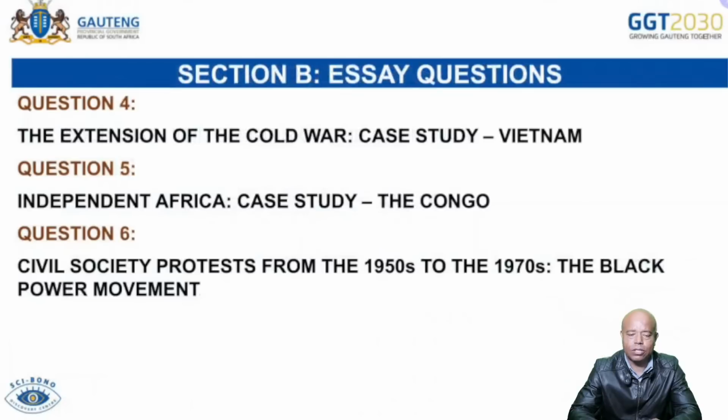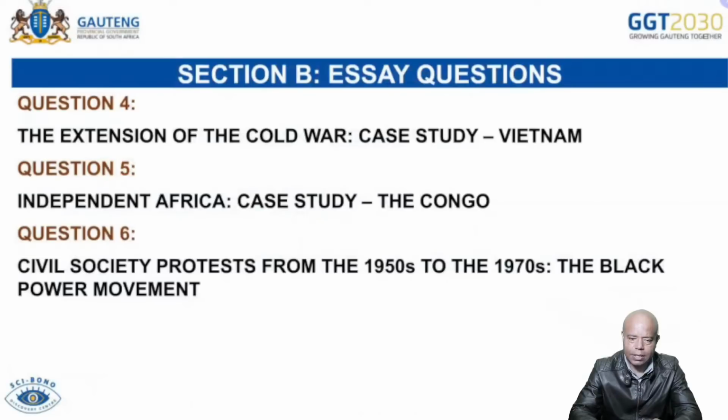Then we go to section B. Section B is question four, the extension of the Cold War, a case study of Vietnam. Question five, independent Africa, case study of Congo. Question six, civil society protests from the 1950s to the 1970s, and the focus here is the Black Power movement within the USA. So there we have it, learners. We have section A, which is 3 questions, and section B, which is 3 essay questions.